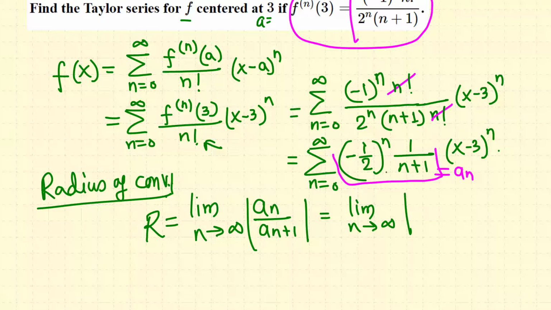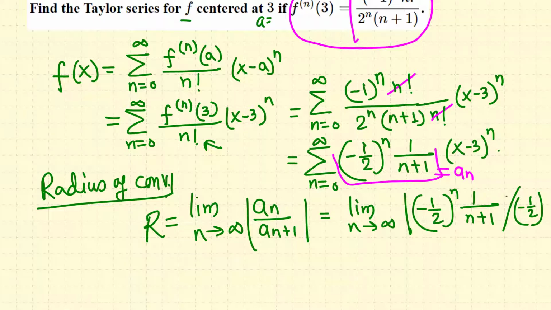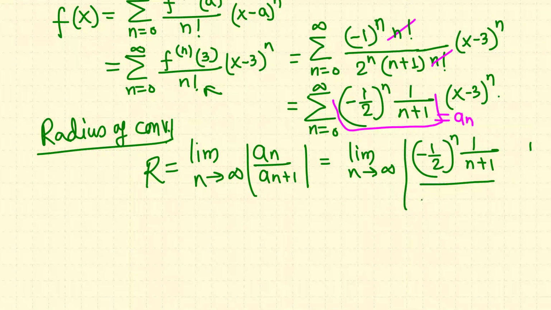So a n on the top, so negative 1/2 raised to n times 1 over n plus 1, divided by a n plus 1. So same thing, but n is now n plus 1. Negative 1/2 raised to n plus 1. I don't have room there, so let me put it on the bottom, divided by negative 1/2 raised to n plus 1 times 1 over n plus 1 plus 1, n plus 2. Okay, so let's find this.